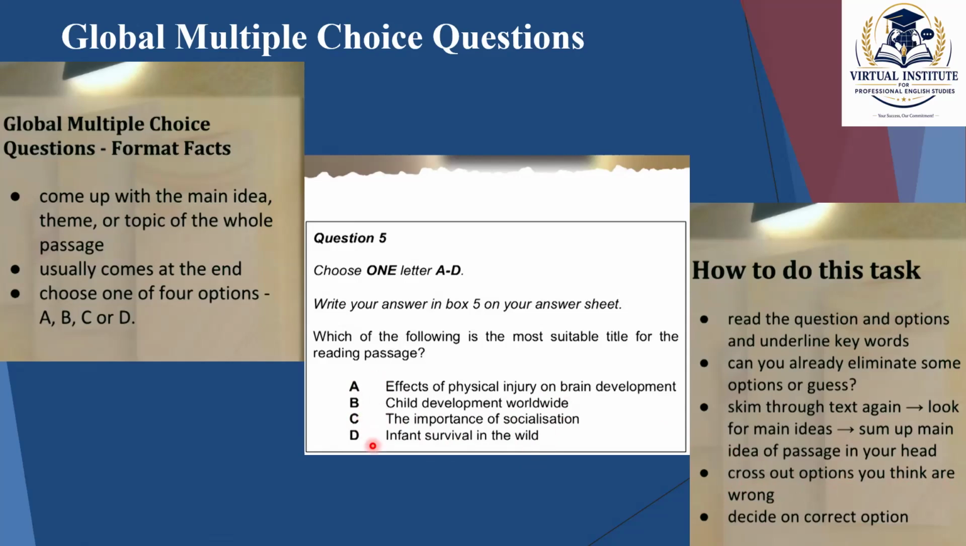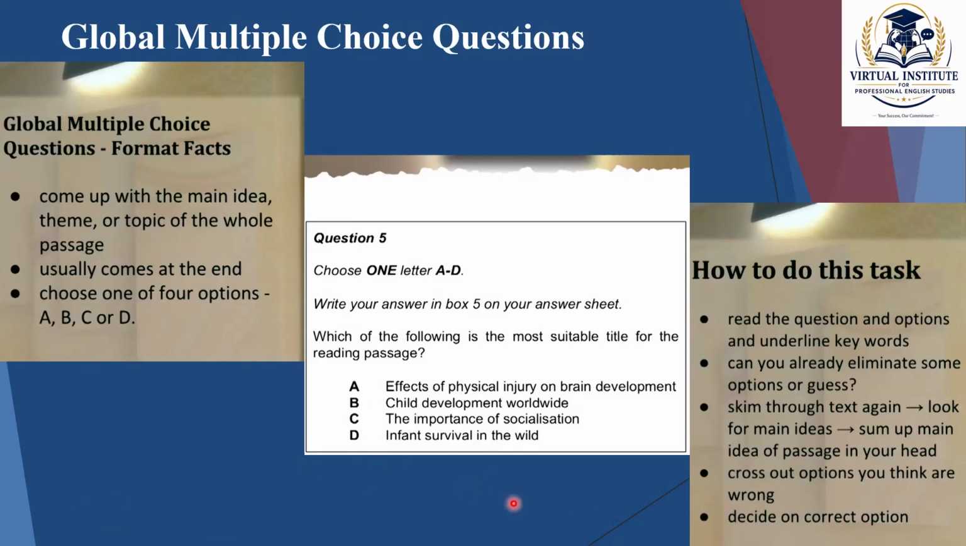So option B and option D, they are what? They are the most suitable options for you, right? Then decide on the correct options. Now, out of B and D, you can choose which of the options is correct. So this is the mechanism of these multiple choice questions, right?